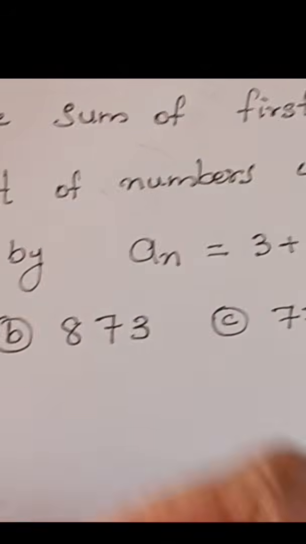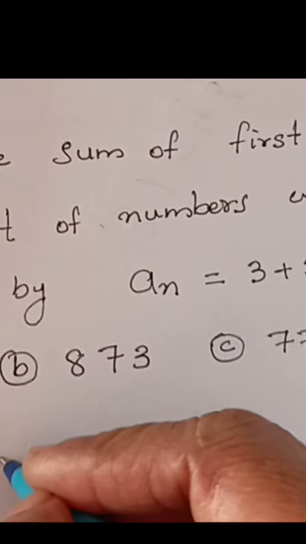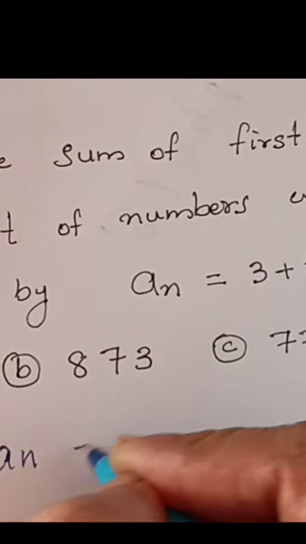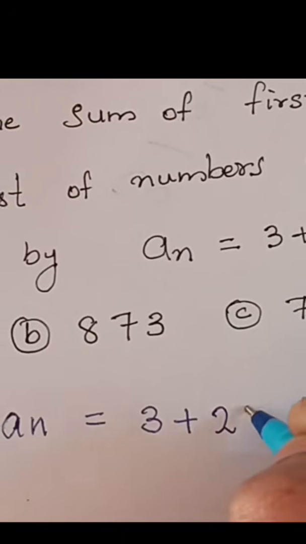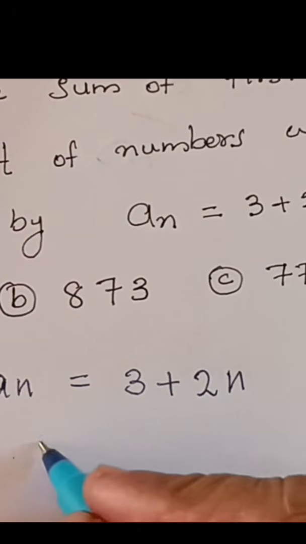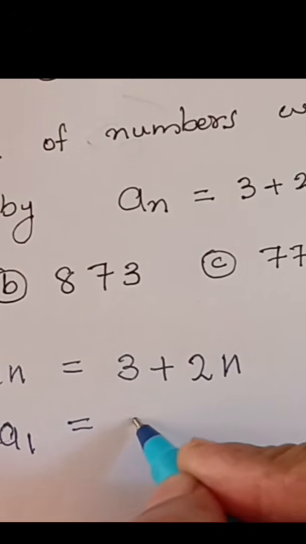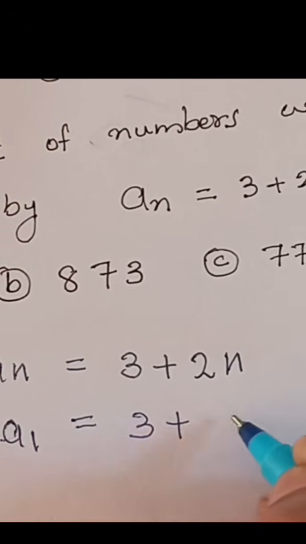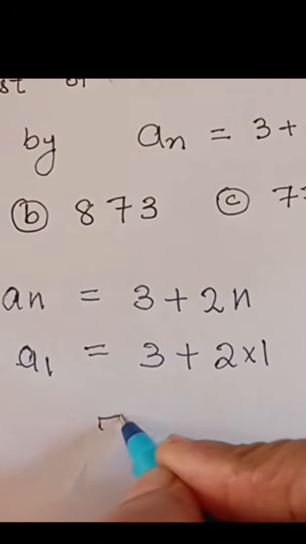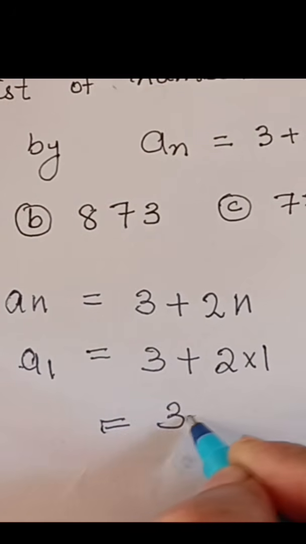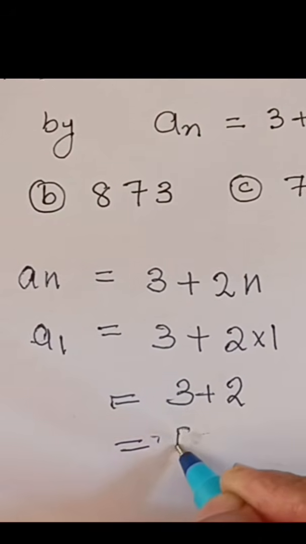Question options. Solution. An is equal to 3 plus 2n. So we have to find A1, which is equal to 3 plus 2 into 1, which is equal to 3 plus 2, which is equal to 5.